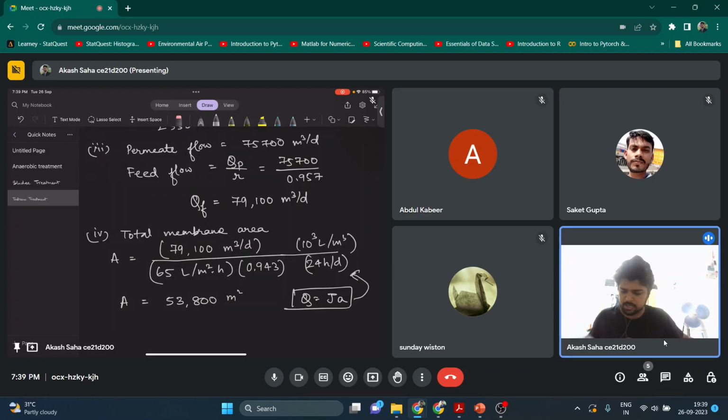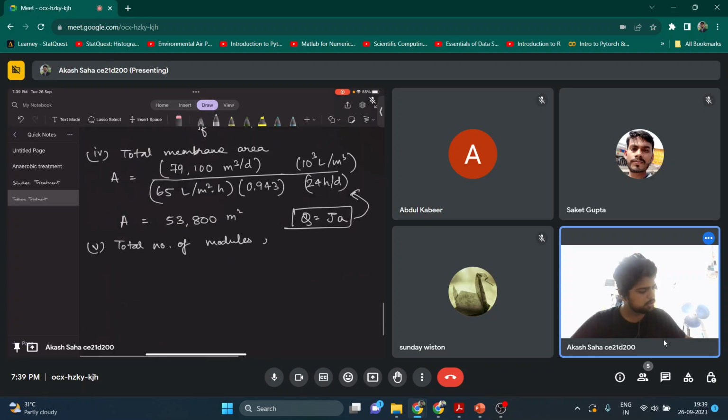So this is the membrane area, and the fourth part is the total number of modules required. So n modules will be equal to 53800 divided by 50. This is the per module membrane area. So number of modules required will be 1076. Okay, and the last part is how many racks, or how many modules per rack.